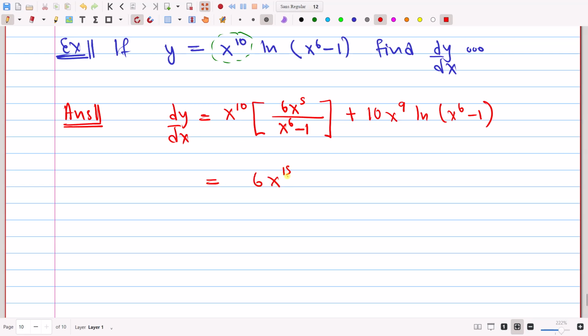Now you can simplify your answer by saying this is 6x^15 over x^6 minus 1, plus 10x^9 times the natural log of x^6 minus 1. So we get that. This is how you deal with products. This is what that whole definition is all about. It's a two-step process where you keep one on hold while you differentiate the other. Then you repeat the process, but you change the one that you were holding last time and differentiate the other. So let's look at another example.